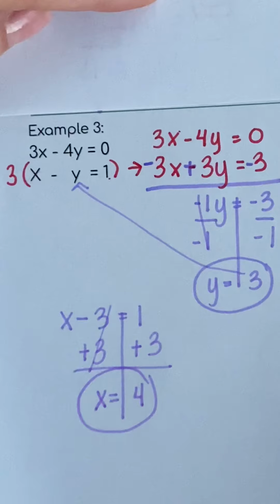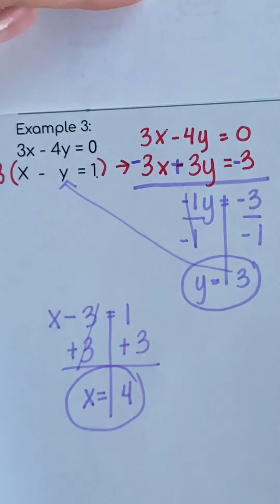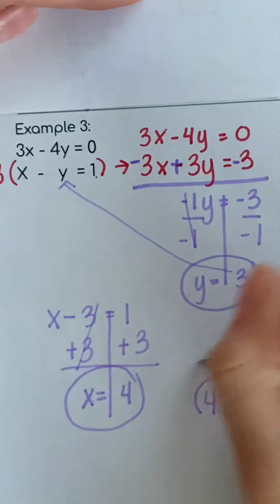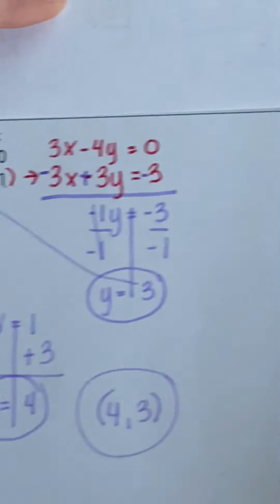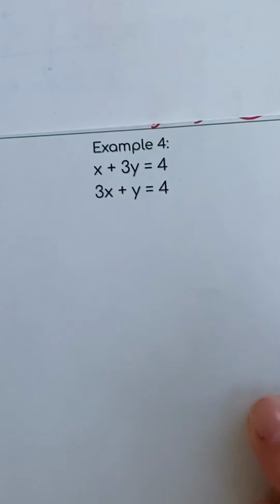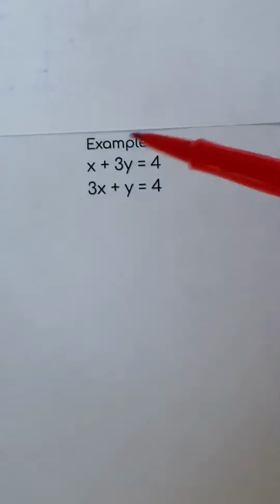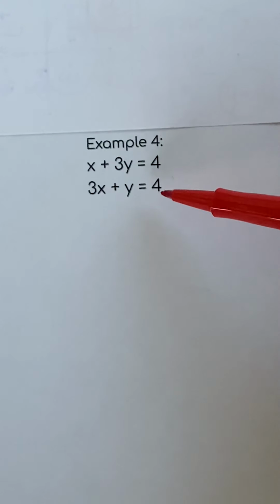What would be the point that these two lines would intersect at? They would intersect at 4, 3. Okay, last example, example 4. X plus 3y equals 4, and 3x plus y equals 4. Now notice for this one, you have a couple choices. I can multiply the top by 3 to get 3x, or I can multiply the bottom one by 3 to get 3y. It does not matter.